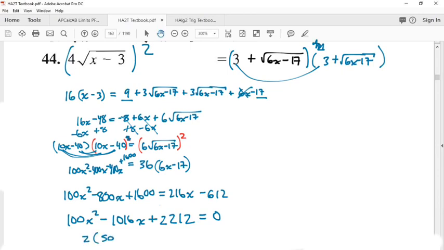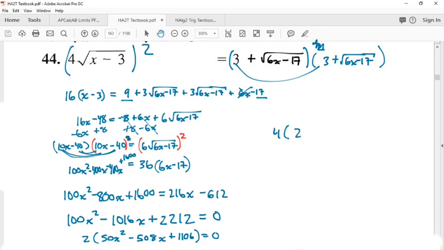So we get 50x squared minus 508x, and then 1106. Okay, can we take anything else out, please? Oh, we can take another 2 out. Yay! If we take another 2 out, we should have actually taken a 4 out.